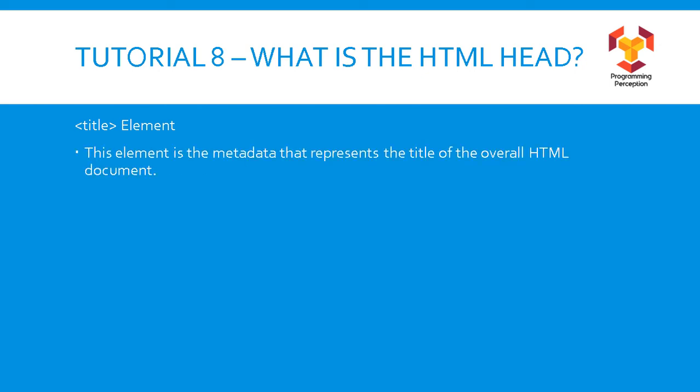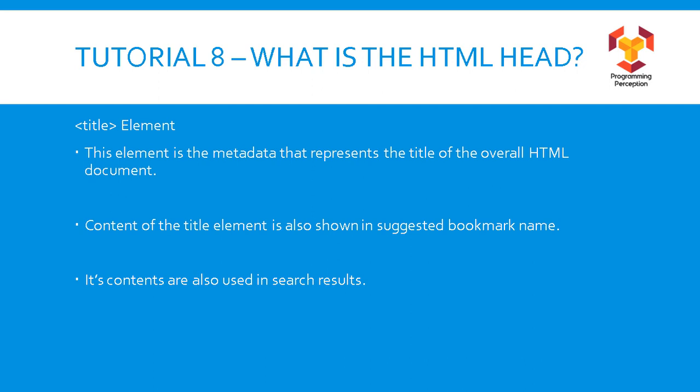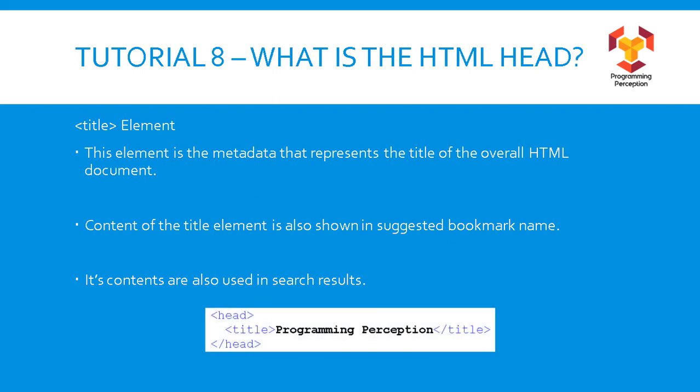Now the title element is actually the metadata which tells the title of the overall document itself. And you know that this title is shown on the browser's tab as well as it is suggested as the bookmark name. But it is also used in search results. Now sometimes we want our page to be searched with certain keywords. So definitely title is one of the keywords through which various search engines can search our certain page. Now this is an example of how we can provide a title to a document.